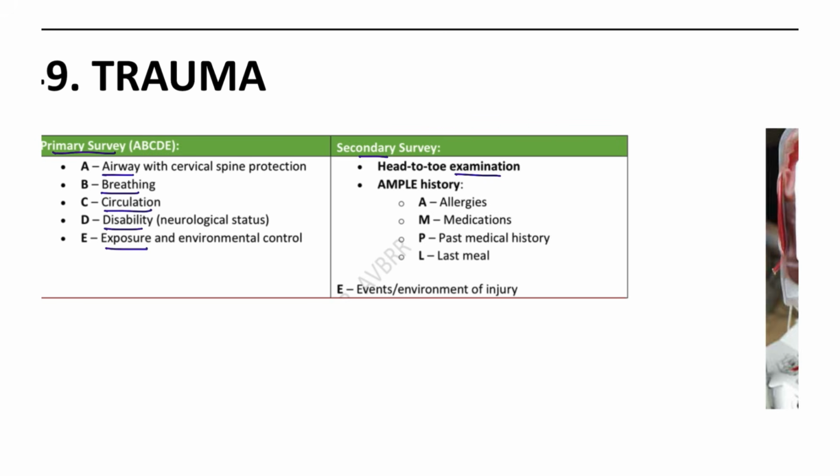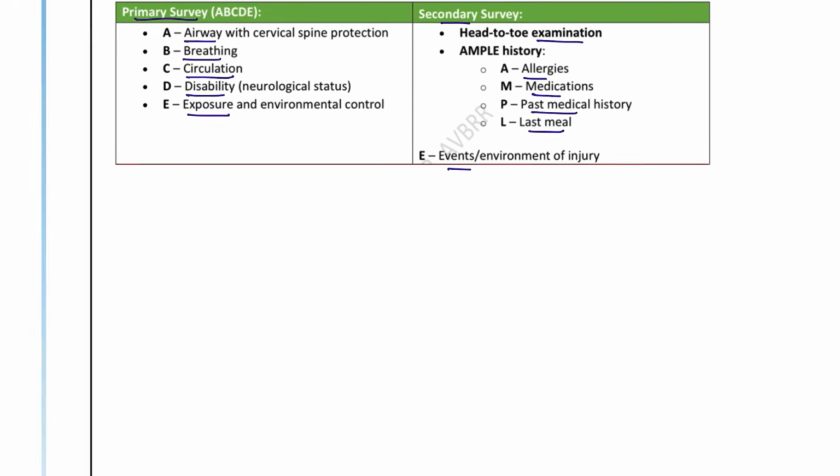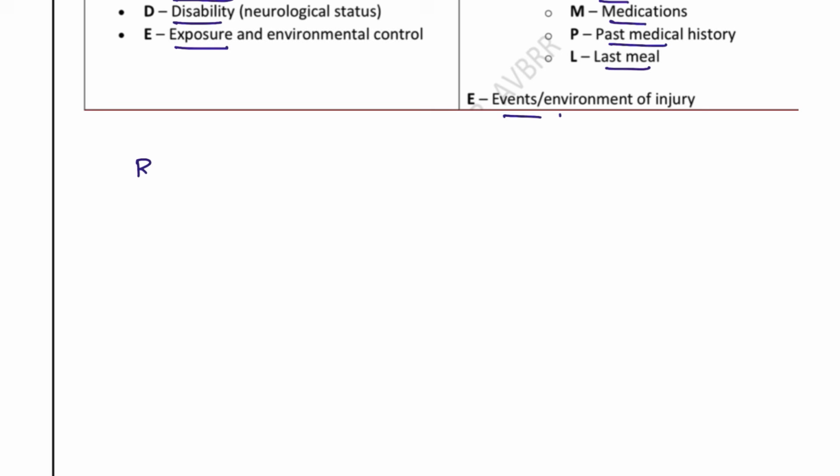Secondary survey is a complete examination. Allergies, medications, past medical history, and the last meal have to be checked for the patient. Okay, that is how we are going to do the triage. Next, you have to look at the category.